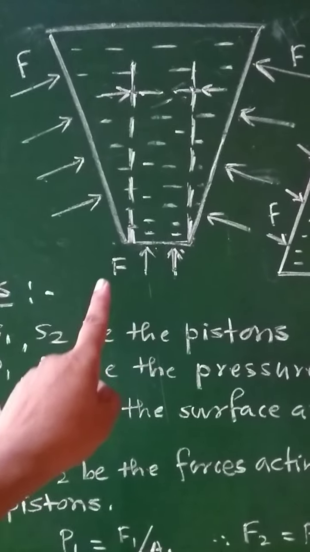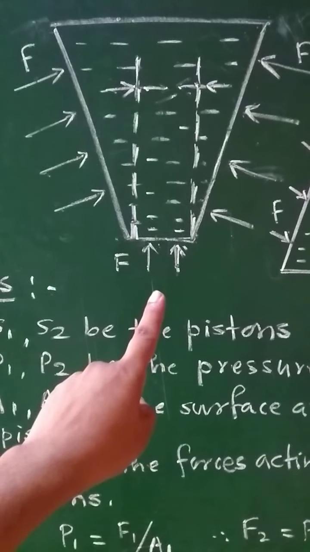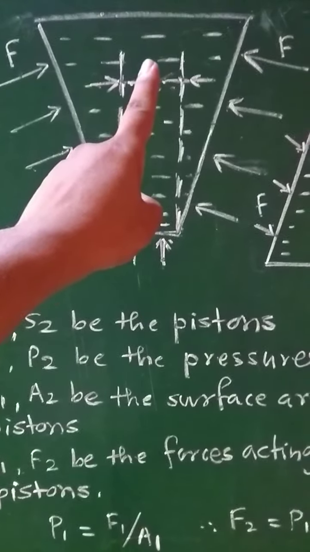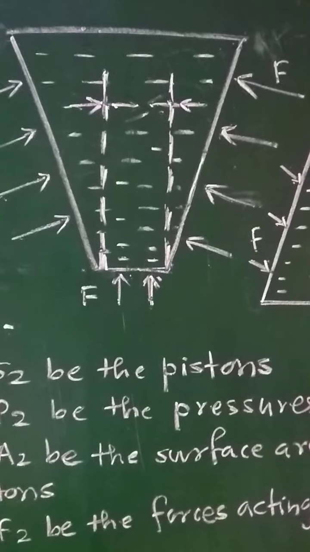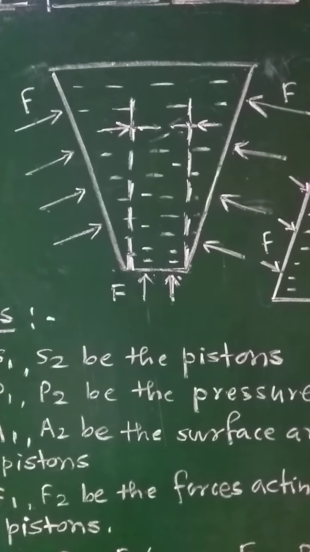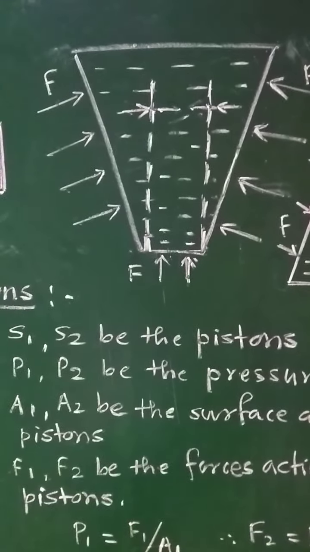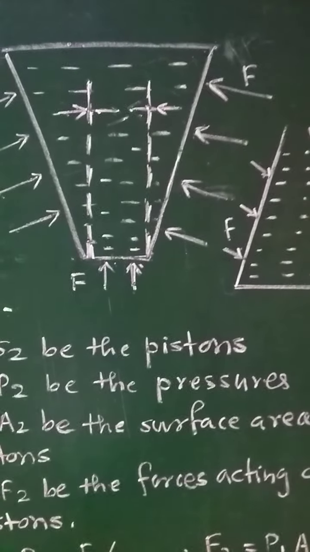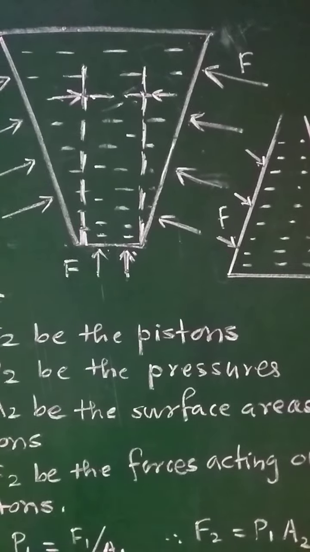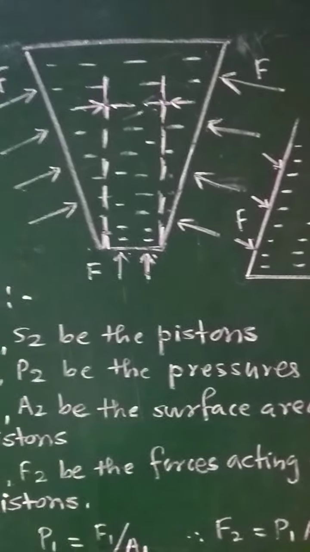At the same time, force F will be directed in the upward direction, that is, on the base of this first vessel the total force acting is equal to F. So the same force F must be acting on the bases of all these vessels having different shapes.